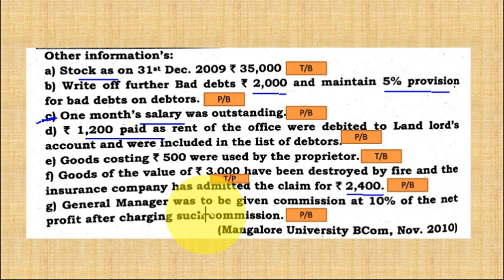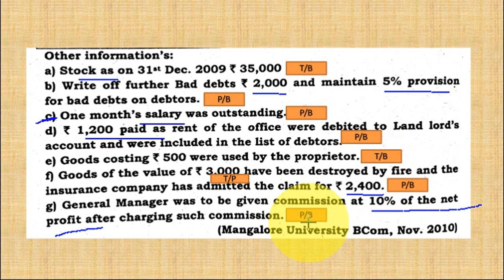Then general manager was to be given a commission at 10% of the net profit after charging such commission. So here, 10% of the net profit after charging such commission. That means what? First, we have to find out the net profit. But you are not supposed to write net profit in the net profit. For example, if net profit is 10,000, his commission, they said 10%, right? So 1,000. So you have to calculate 10,000 into 10%. 1,000 is his commission. So first you have to give that to manager's commission, 1,000. Then net profit you have to write 10,000 minus 1,000, that is 9,000. Correct? So whatever remaining amount, that will be net profit.